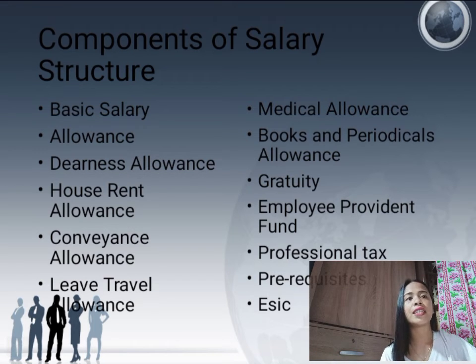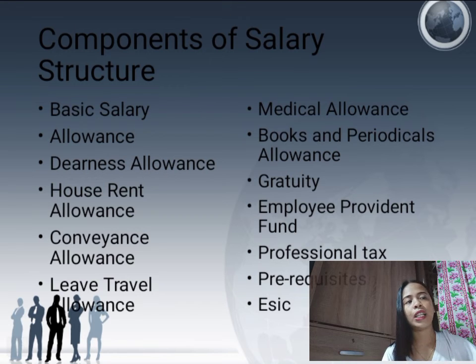Number 3 is dearness allowance. It is a salary paid to employees and it's paid by the government to employees of the public sector. Number 4 is the house rent allowance. It is an allowance paid by employers to their employees as a compensation for the rent they pay for residing at homes in the city. So number 5 is conveyance allowance.